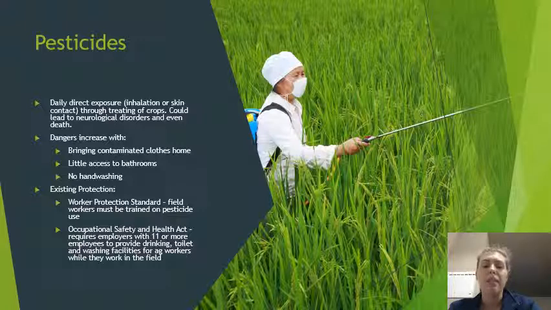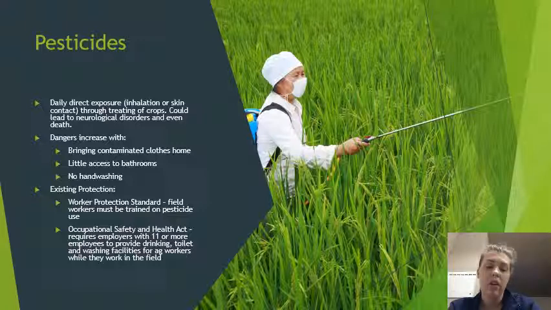There are some existing protection standards or policies in place at the time to help protect agricultural workers from pesticides, one of which is the Worker Protection Standard. So this basically says that field workers must be trained on all pesticide use. By training, they're hoping that agricultural workers will use best practice and try to prevent as much exposure and contamination as possible.